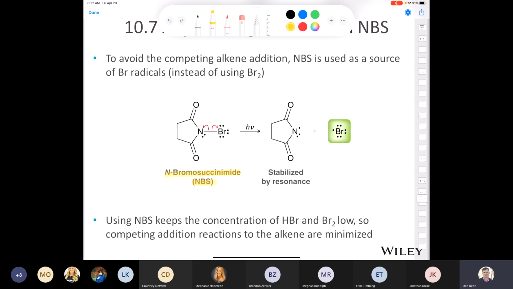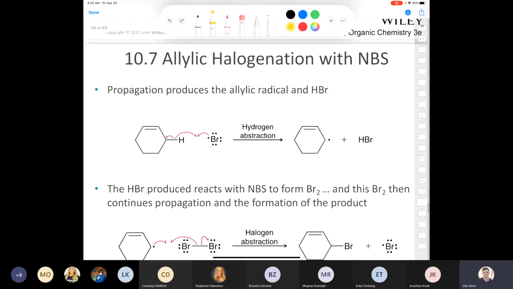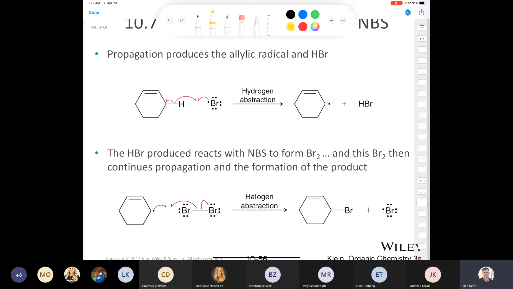But the idea is that when we use N-bromosuccinimide, we keep the concentration of hydrogen bromide and of molecular bromine very low so that we don't get competing reactions. So in essence, after we produce that bromine radical from the NBS, we do a hydrogen abstraction. Once we've done the hydrogen abstraction, the HBr that's produced reacts with NBS to form bromine.